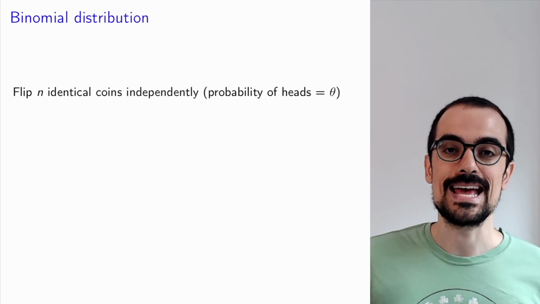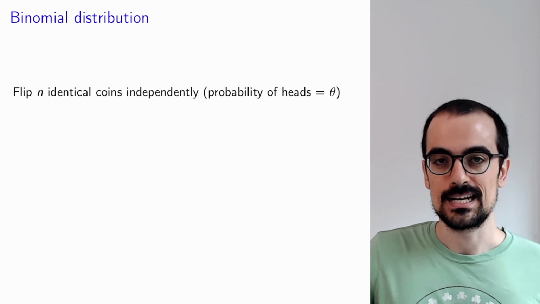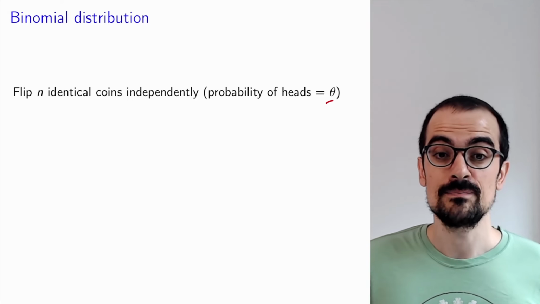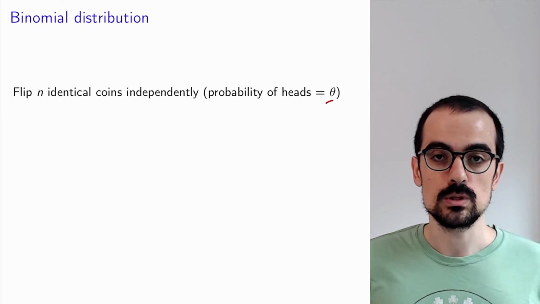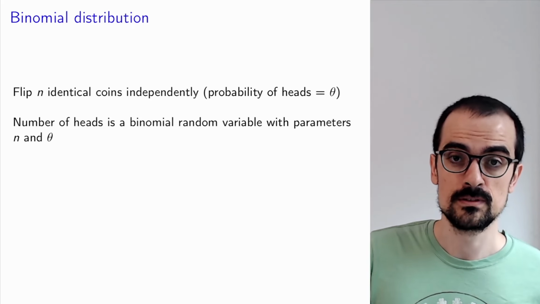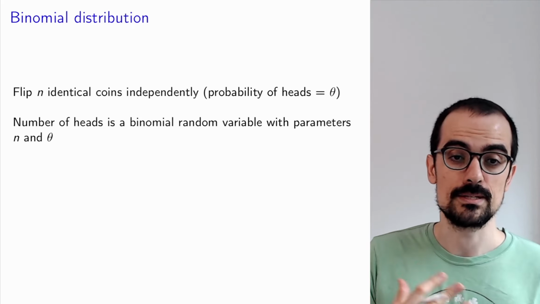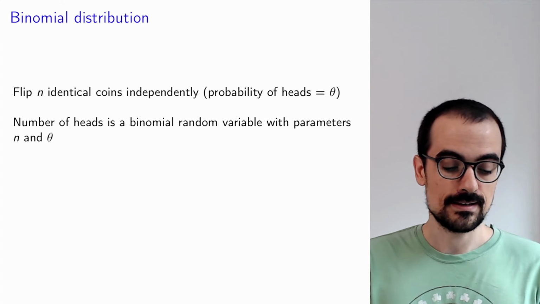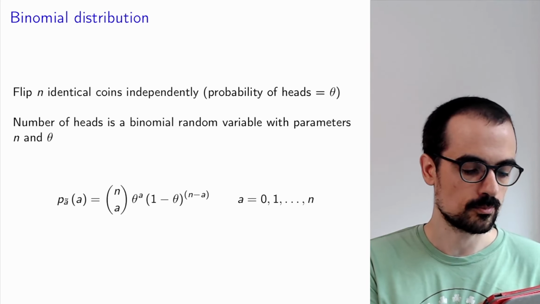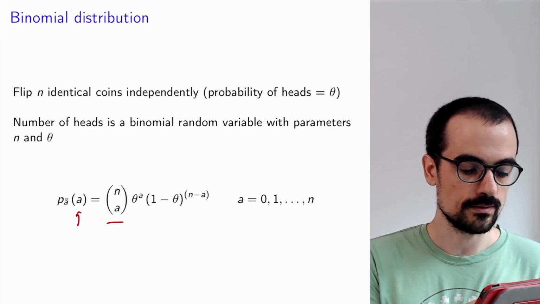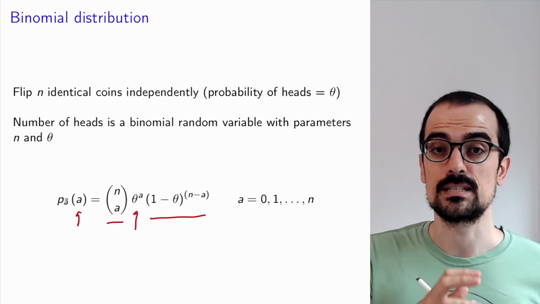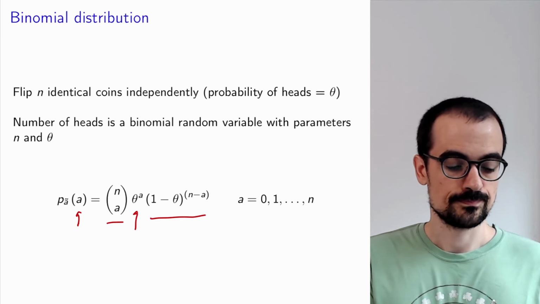Now imagine that you have n identical coins, you flip them all, and they all have the same probability of heads, theta, and you flip them independently. If you do that, then you will get a binomial. The number of heads that you observe is a binomial random variable with parameters n and theta, and its PMF follows the following expression. At a, it's equal to this binomial coefficient times theta to the a times 1 minus theta to the n minus a. We're going to derive this expression in a following video.